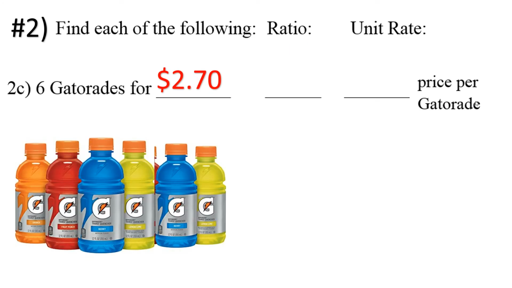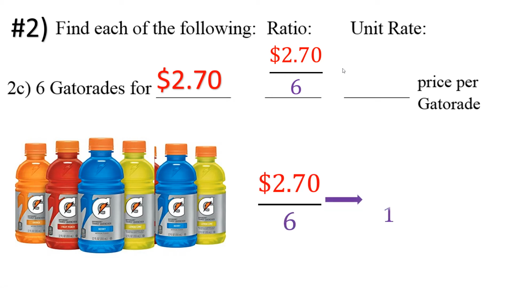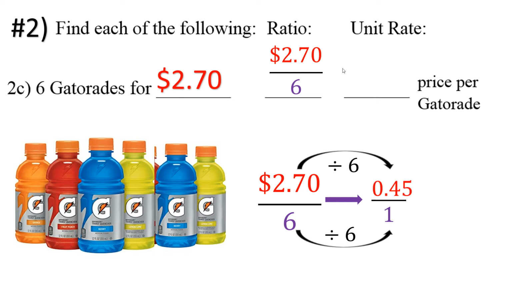2C, the missing value is $2.70. So 6 Gatorades cost $2.70. And you're going to be finding the price per Gatorade. So please do the ratio and then solve for the unit rate, or in this case, unit price. So we have price per Gatorade. So the price is going to be over the number of Gatorades. To get the 6 to become a 1, we divide by 6. $2.70 divided by 6 is 45 cents, and it is 45 cents for the price of 1 Gatorade, which is a very inexpensive Gatorade.